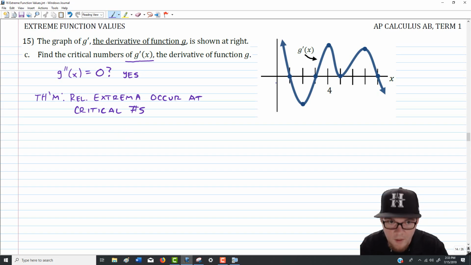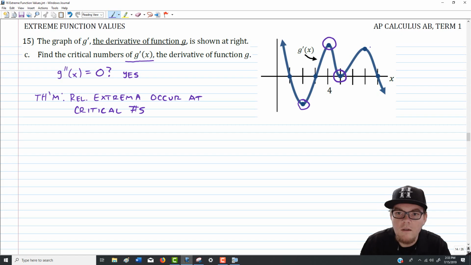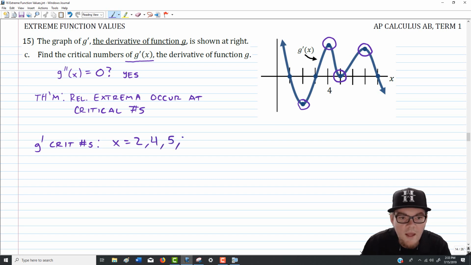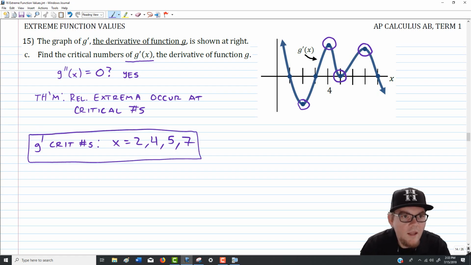So in other words, looking up here, since we're looking for the critical numbers of g prime, we know that they will occur anywhere where there is a relative extrema. So in other words, there's one right here, there's one right here, there's one right here, and there's one right here. Specifically, if we want g prime critical numbers, those critical numbers are going to be x equals 2, 4, 5, and 7.